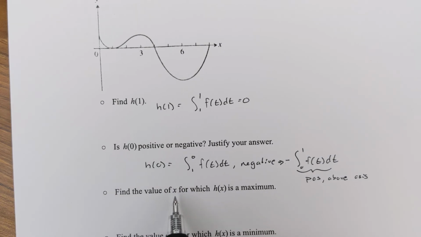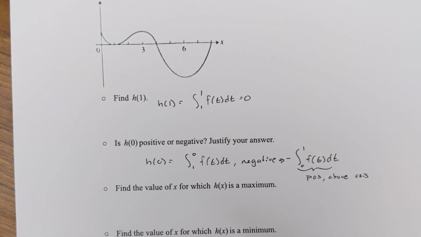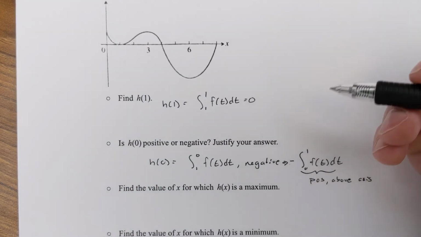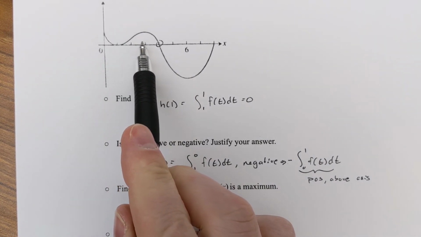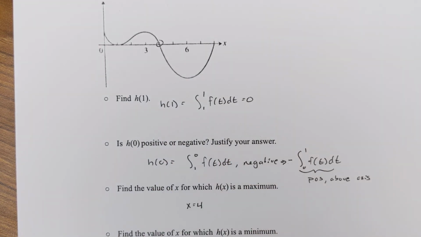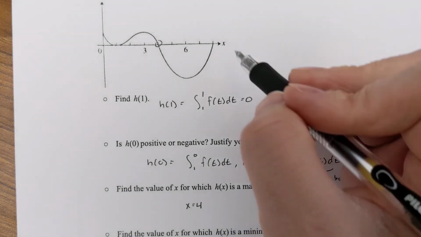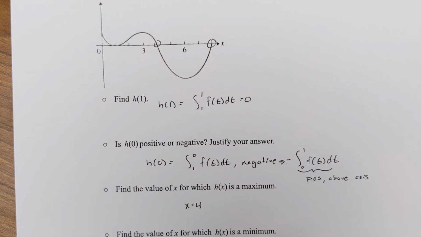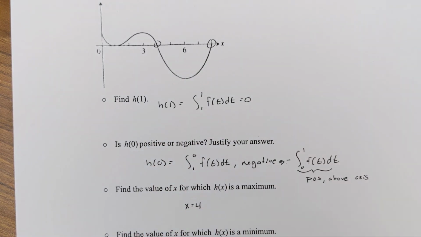Find the value of x for which h of x is the maximum. So I want to include the most amount of positive area I can, which would mean that I need to do the area up to that point. So x is equal to 4, because then I'm including all this positive area and none of this negative area. For which h of x is the minimum, well, this I want to include as much negative area as possible, which means I need to come all the way over here to 8. This gives me as much negative area as possible.